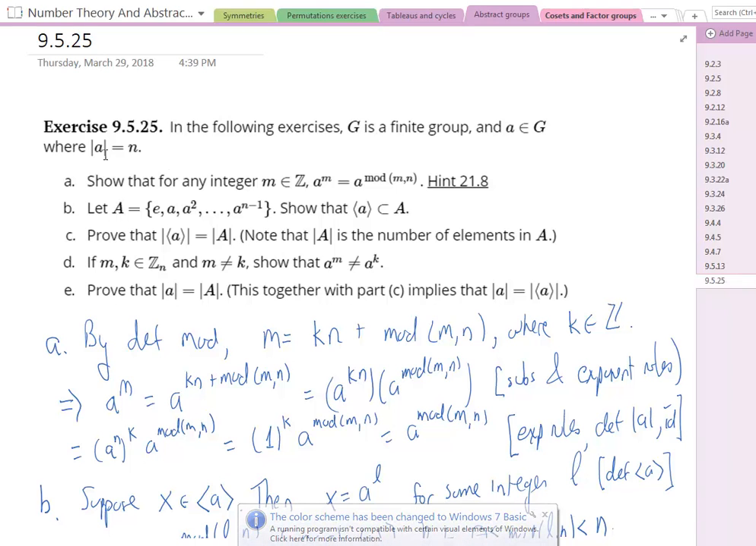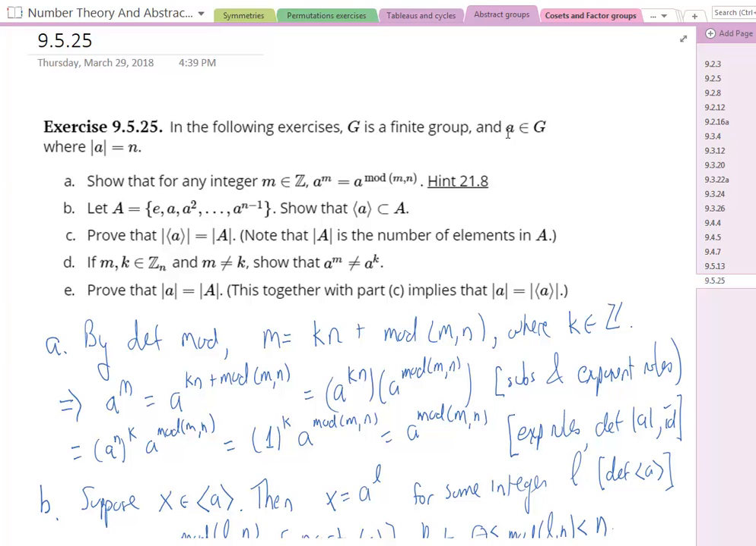All right, another exercise from 9.5 is 9.525, which has multiple parts and ends up proving something that's very useful, namely that the order of an element is equal to the size of the cyclic subgroup generated by the element. So let's go through this step by step.